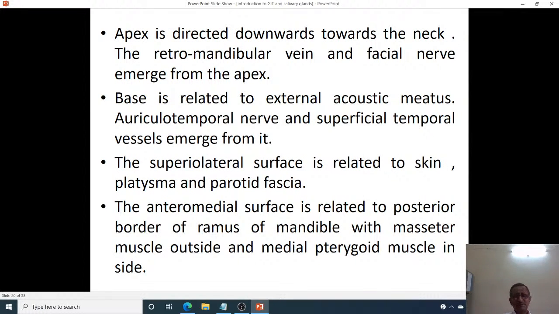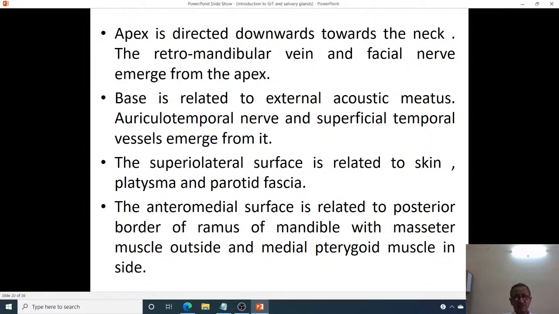The apex is directed downwards towards the neck. The retromandibular vein and facial nerve emerge from the apex. The base is related to the external acoustic meatus. The auriculotemporal nerve and superficial temporal vessels emerge from the base.